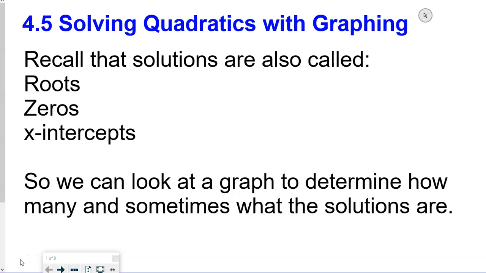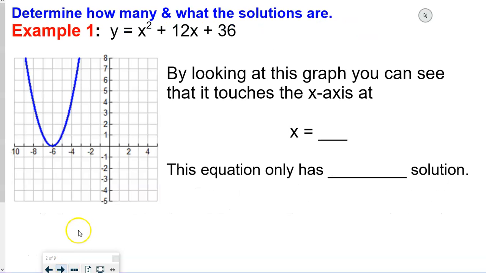So we can look at graphs to determine how many and what types of solutions there are. And sometimes we can actually see even what the solutions are, and that's what we're going to talk about now. So with the first one, it says determine how many and what solutions are. In example 1, we have this equation y equals x squared plus 12x plus 36, and then we put that into some sort of program, either your Desmos or your calculator, and you get this graph.